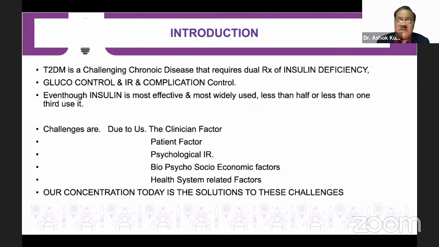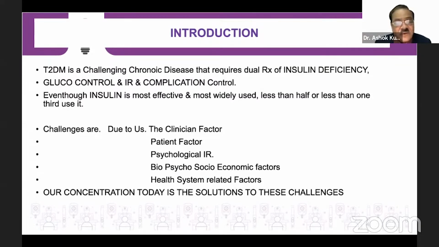Now, type 2 diabetes is a chronic disease that requires treatment for the insulin deficiency, for glucose control, for the insulin resistance, and also to prevent complications. Even though insulin is the most effective, my dear friends, and very widely used, less than half of the people for whom it is intended actually use it. 49%, 47% of the intended population use it abroad. In our country, Mohan and Manoj and Purvi will agree with me, Reshma will agree with me, less than 30%, to be exact 29%, and including along with oral 31% of persons use insulin for whom insulin is essential.